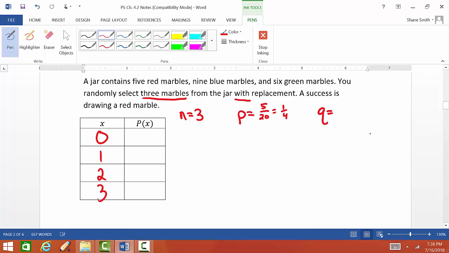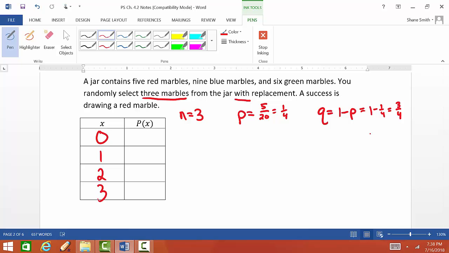My probability of failure has to be 1 minus P. So Q is always 1 minus P, which is 1 minus 1/4, which is 3/4. Okay, so P plus Q has to equal 1. And if you identify n, P, and Q at the beginning when you recognize it's a binomial experiment, that does not change. So it's very important to identify n, P, and Q at the beginning.